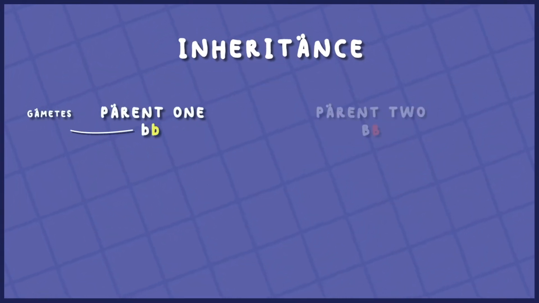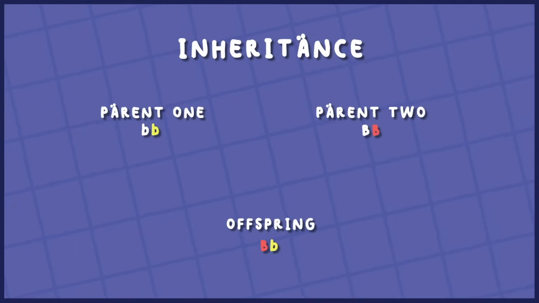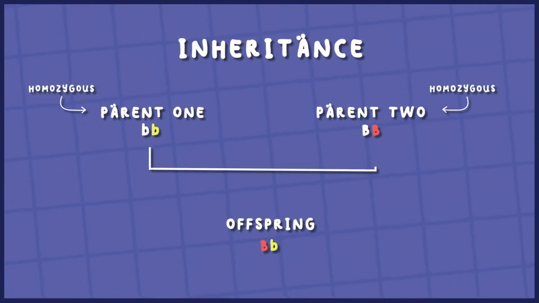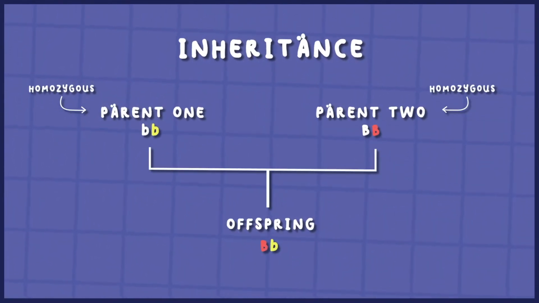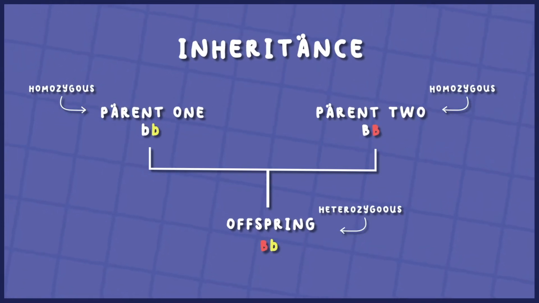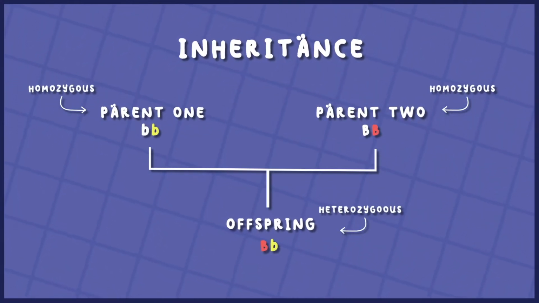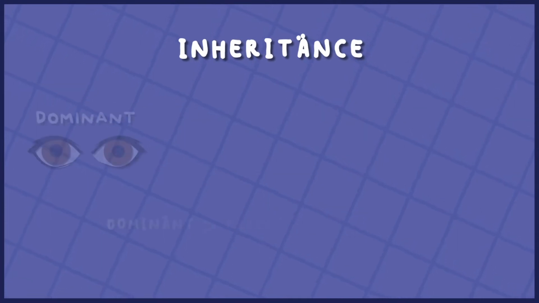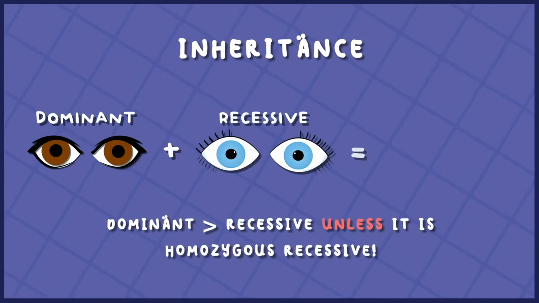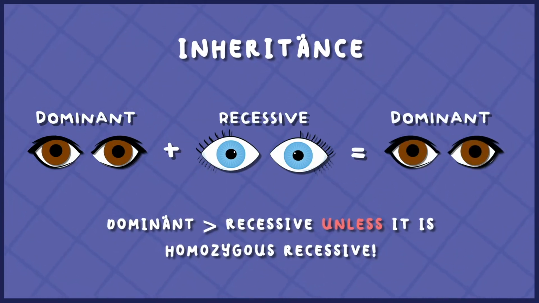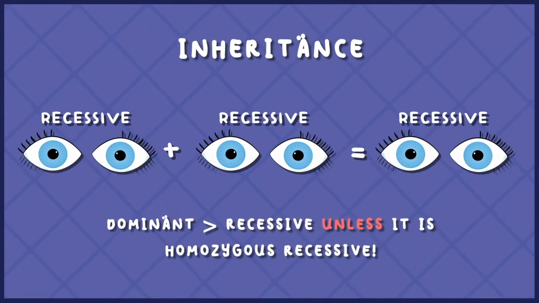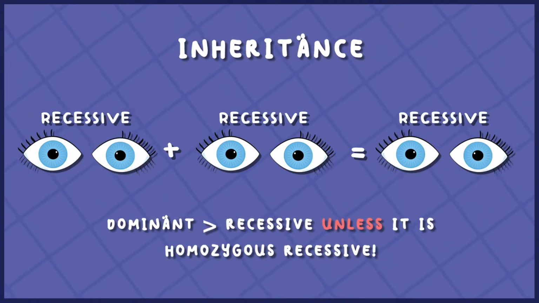We inherit one gamete from each parent and can result in a homozygous genotype where both gametes are dominant or recessive, or heterozygous, where one gamete is dominant and one is recessive. When we inherit a dominant trait, it will always be expressed over the recessive trait unless we have a homozygous recessive gene where there are no dominant alleles present.